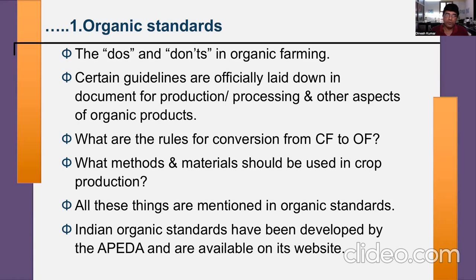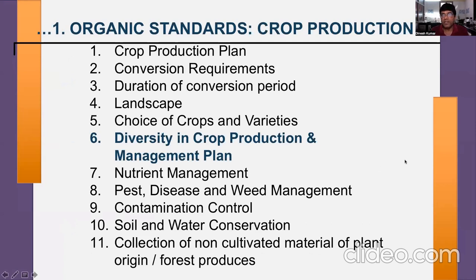It means do this, do not do this. Do this through this way. Don't do this through this way. What are the rules for conversion from conventional farming to organic farming? It is 3 years now. What methods and materials should be used in crop production or any kind of production? For aquaculture, you will have a different standard than for crop production or sericulture. All these things are mentioned in organic standards in writing. Indian organic standards have been developed by APEDA and are available on its website. Already told to you, you can see the website to see the standards and also the list of certification agencies.